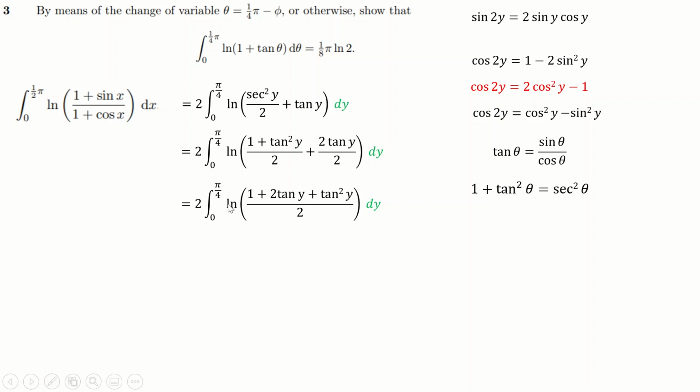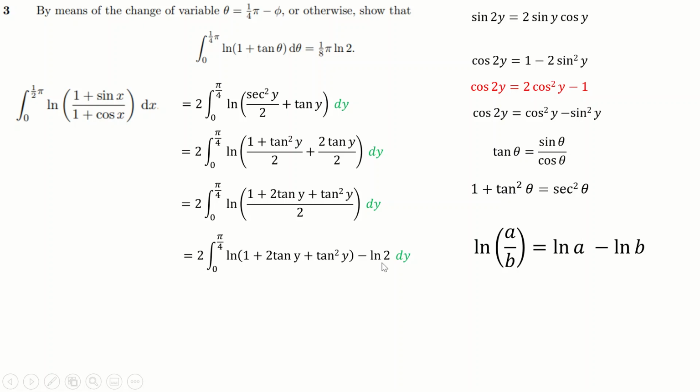The first thing I want to do is notice this is a log of something over something. And I've used that rule before. Log of something over something is log of the top minus log of the bottom. So this is log of this thing minus log of 2. Next thing I'm going to do is, well, this is just taking away a thing, so I can split the integral across those two things. So it's 2 integral of this minus 2 integral of that.